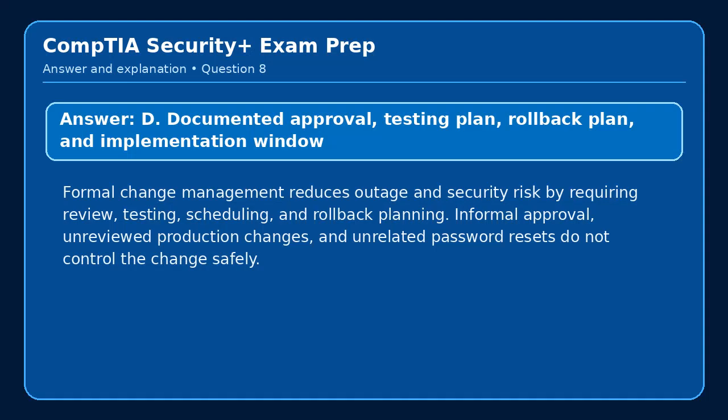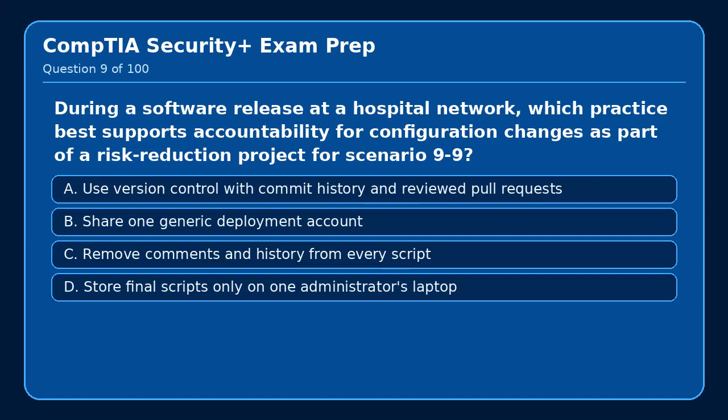Question 9. During a software release at a hospital network, which practice best supports accountability for configuration changes as part of the risk reduction project for scenario 9? A. Use version control with commit history and reviewed pull requests. B. Share one generic deployment account. C. Remove comments and history from every script. D. Store final scripts only on one administrator's laptop.